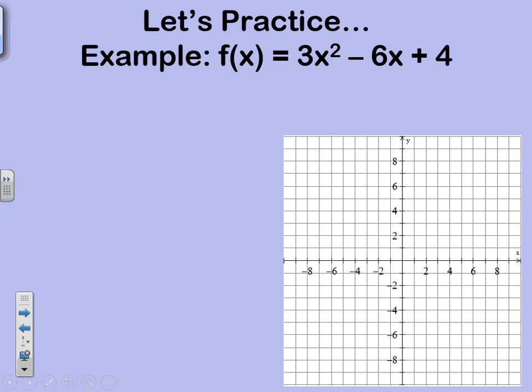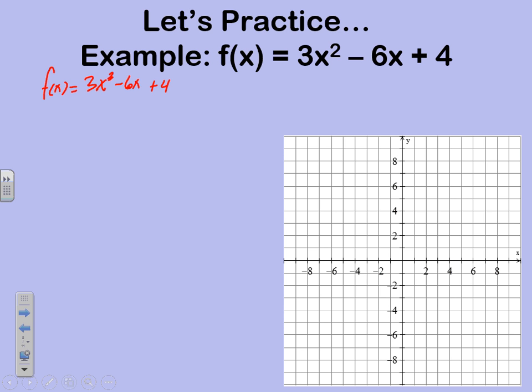So now let's get into our first example. f of x is equal to 3x squared minus 6x plus 4. Now we could easily type that into a graphing calculator if we were able to use them, but we don't have a graphing calculator, so let's go ahead and convert it into vertex form of a quadratic, and that way we can just look at the transformations and graph it from there.